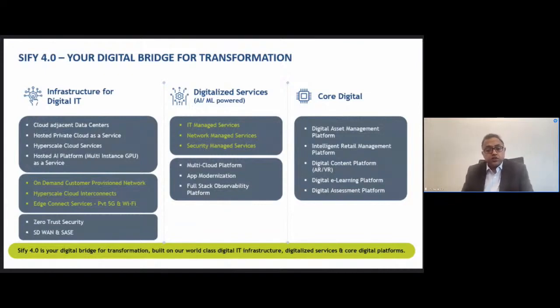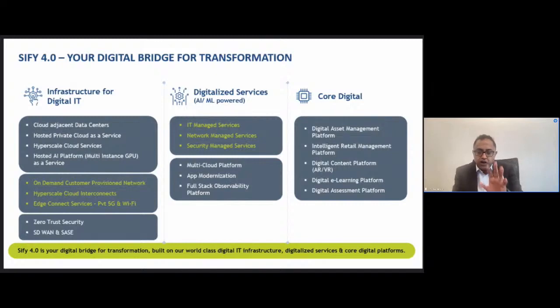Once the foundation is strong, management of that operations is very important. And that's why we break the managed services into majorly three sides. First is the IT operations point of view. Second is the network managed services point of view. And third, how secure we are making both IT and network.